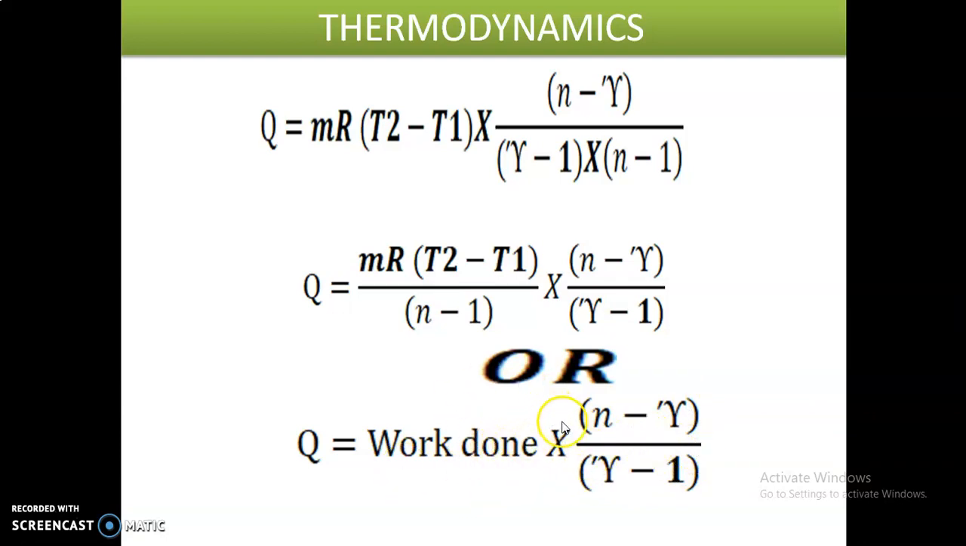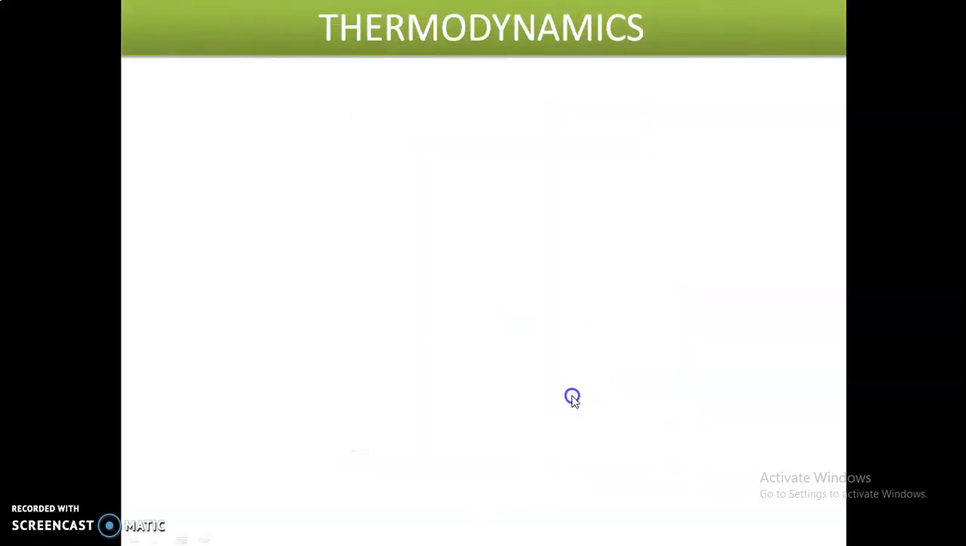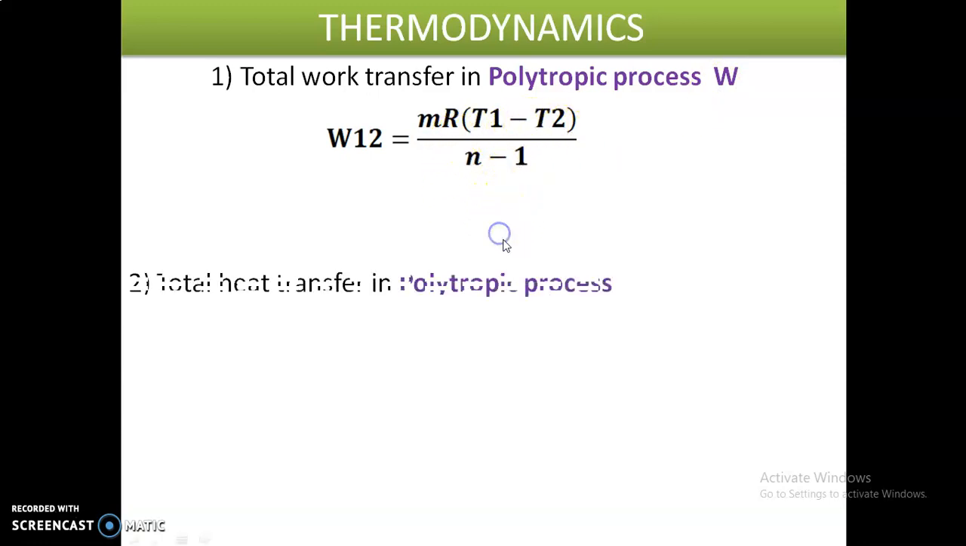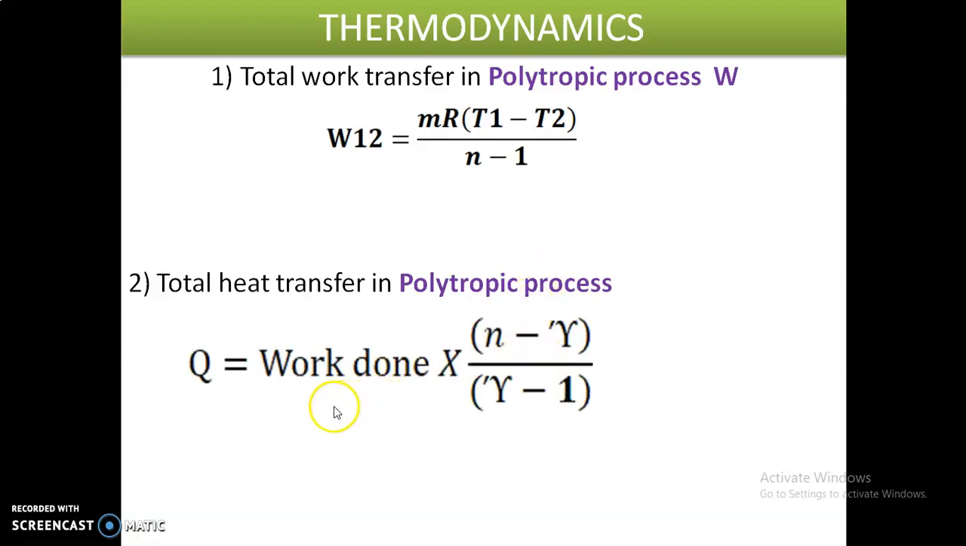I hope you understand about the total heat transfer and total work transfer. Total work transfer in a polytropic process is equal to mR(T1 minus T2) divided by (n minus 1), and total heat transfer in a polytropic process is equal to what? Work done into (n minus gamma) divided by (gamma minus 1). I hope you understand about the total work transfer and heat transfer in a polytropic process.